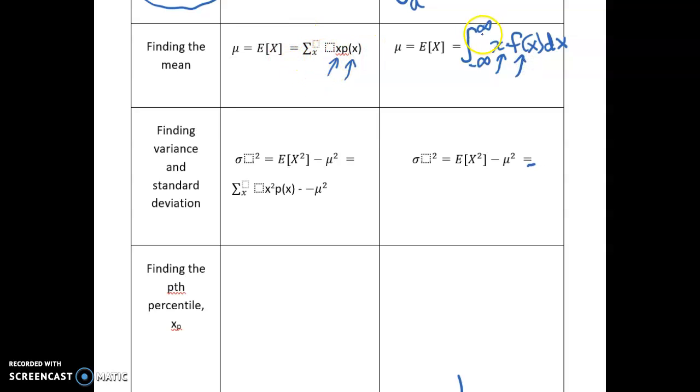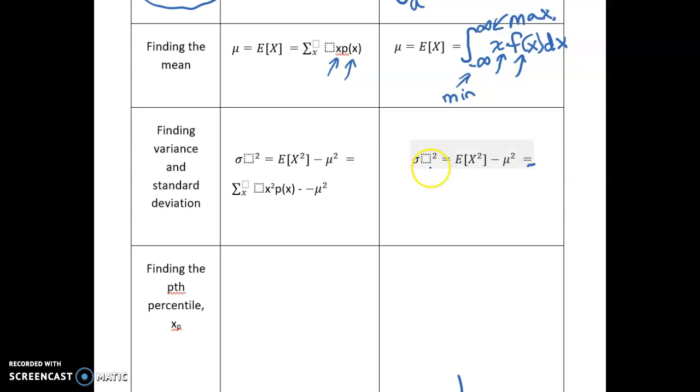Instead of a summation, we have an integral. Instead of p of x, we have f of x. Very, very similar. Instead of over all x, we still have over all x. And I'm just writing negative infinity to infinity to simplify, because we don't really know what the lowest value is. This really means the minimum value, and this really means whatever the maximum value is.